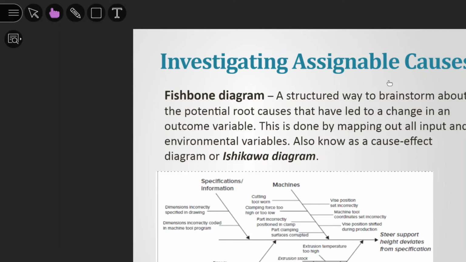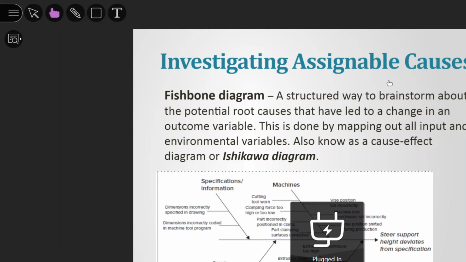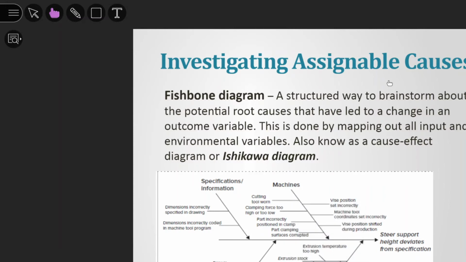So in this case, you draw the horizontal line with the arrow showing that defect, and then diagonally to that horizontal line, you create separate groups. And the groups are usually machines, specifications or information, people, materials. That's in manufacturing. In service, the names of those groups are slightly different. And then you start horizontally putting different reasons why something can go wrong.